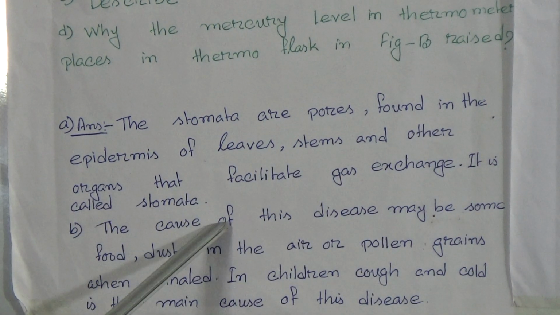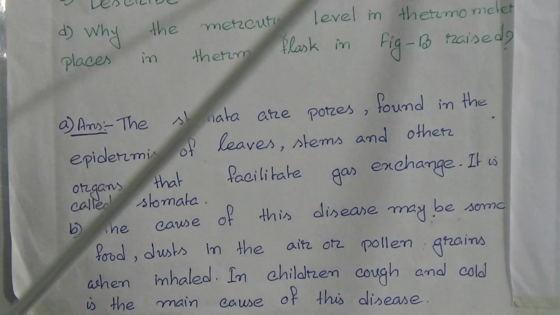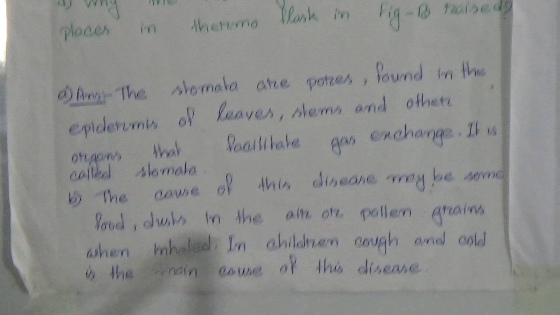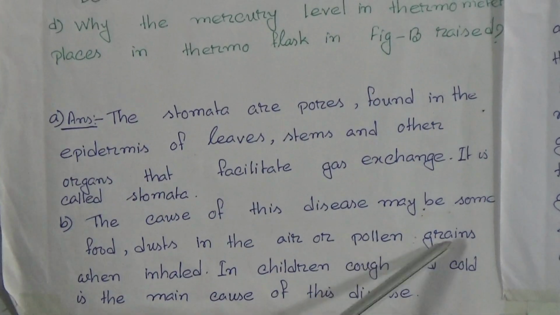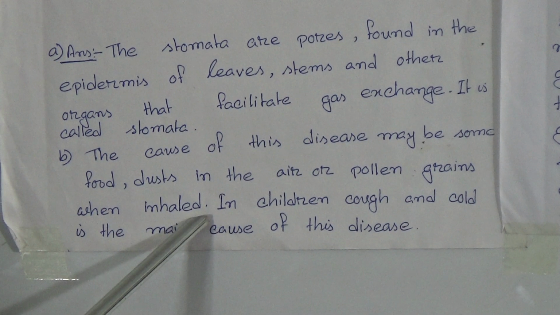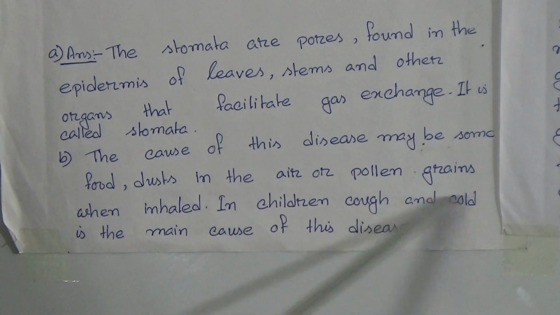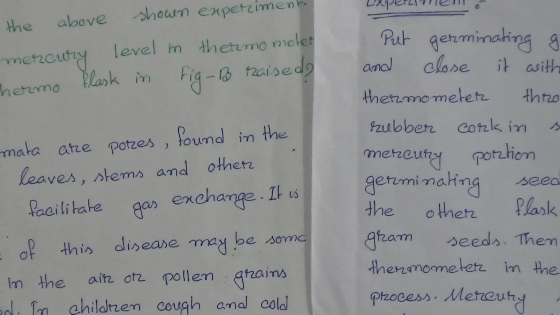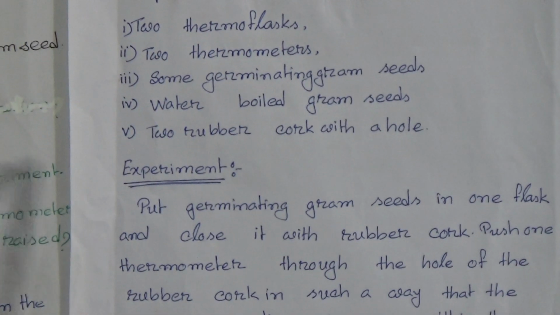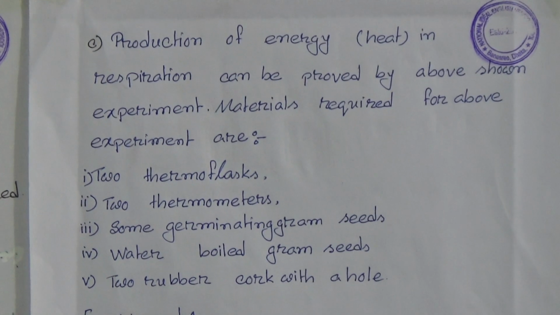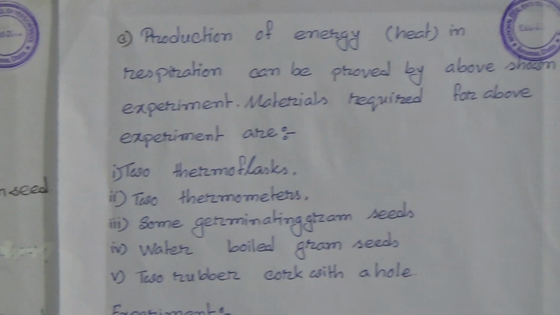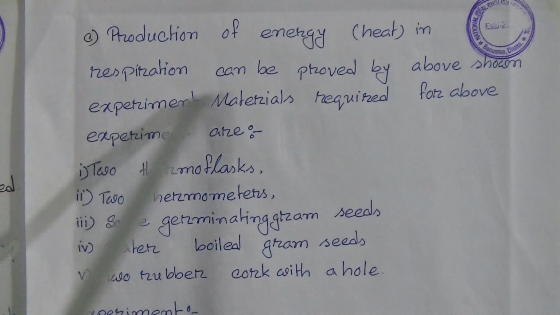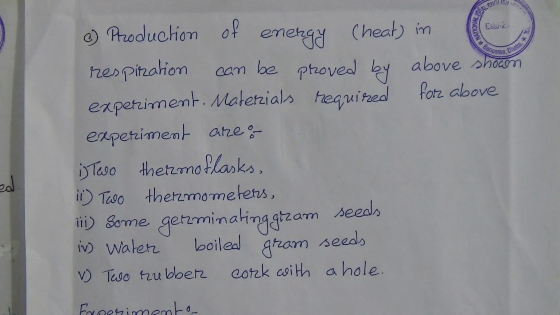It is called stomata. Number B, what is the cause of asthma? Answer, the cause of this disease may be some food, dust in the air or pollen grains when inhaled. In children, cough and cold is the main cause of this disease. Number C, describe the above shown experiment. That means you have to show this experiment. Number C, production of energy, heat in respiration can be proved by the above shown experiment.